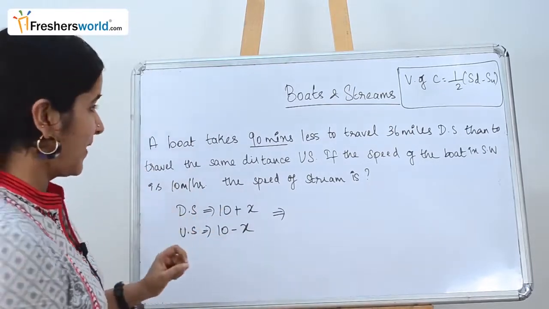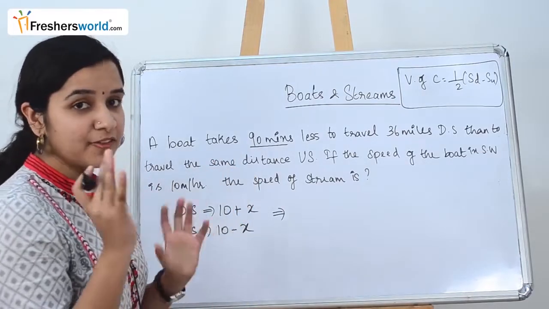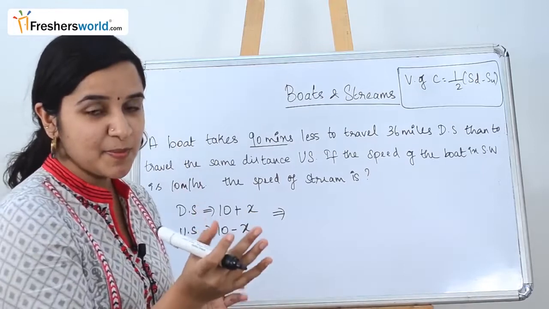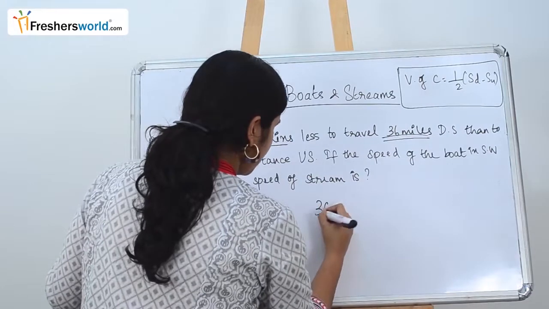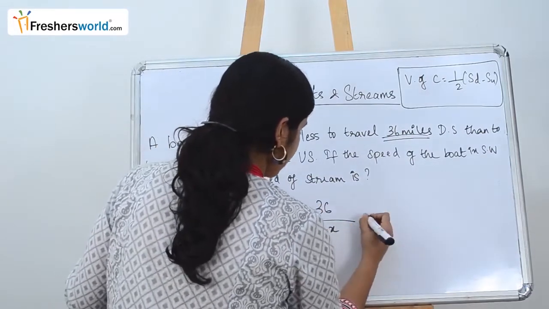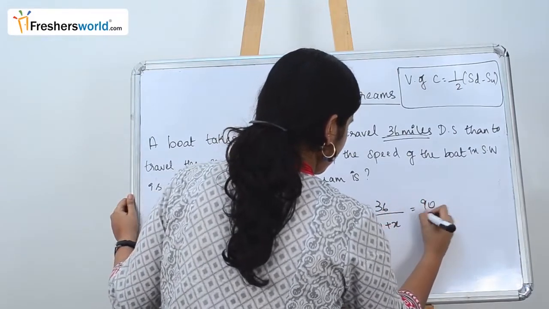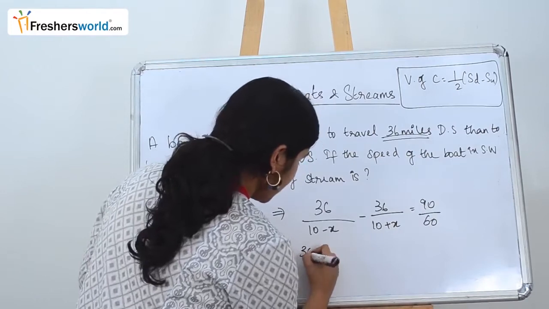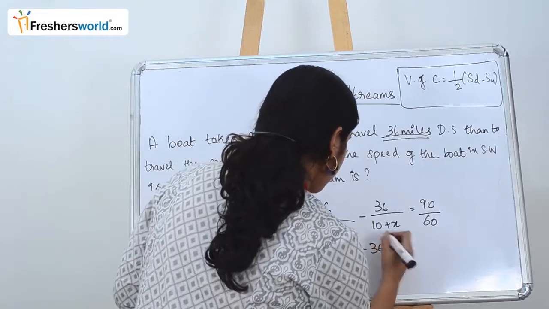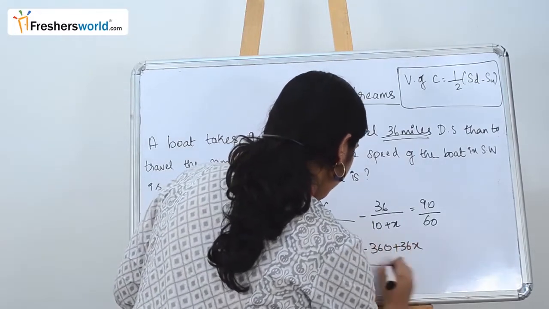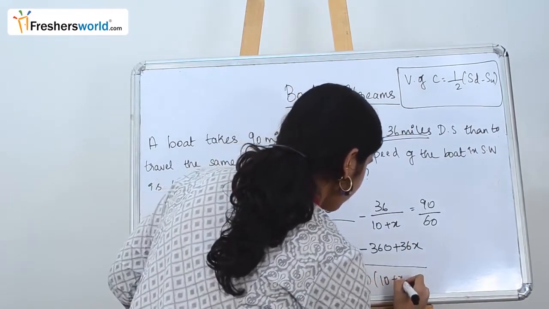They have also given in the question that it takes 90 minutes less to travel 36 miles, which is the difference between the upstream and downstream times. The distance they have to travel is 36. So 36 by 10 minus x minus 36 by 10 plus x is equal to 90 by 60. Let's cross multiply now: 360 plus 36x minus 360 plus 36x, divided by 10 minus x into 10 plus x, is equal to 90 by 60.